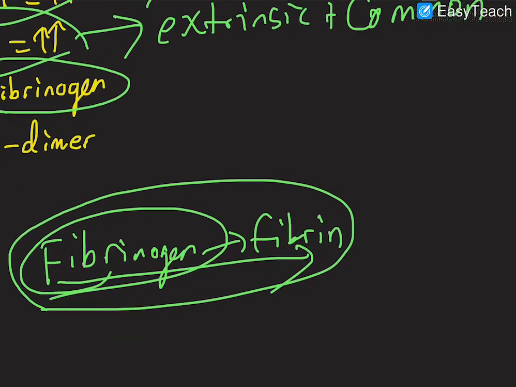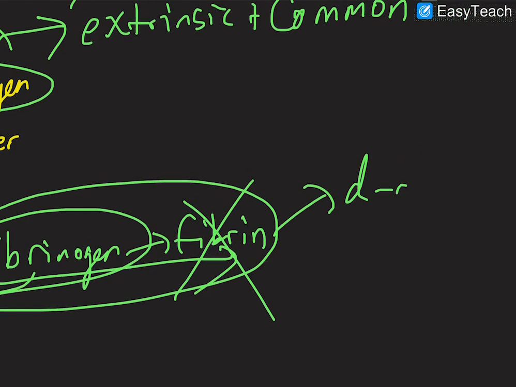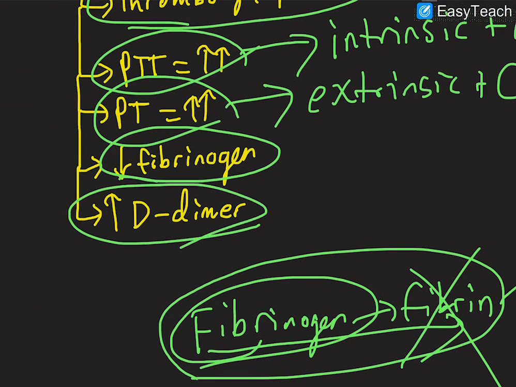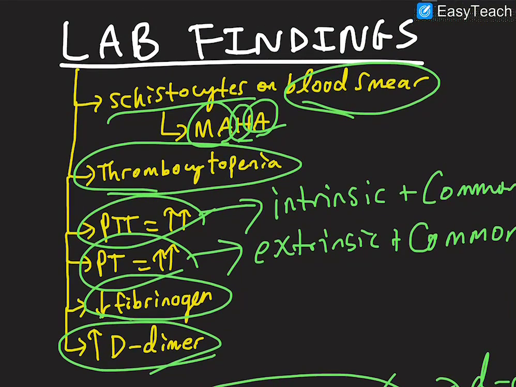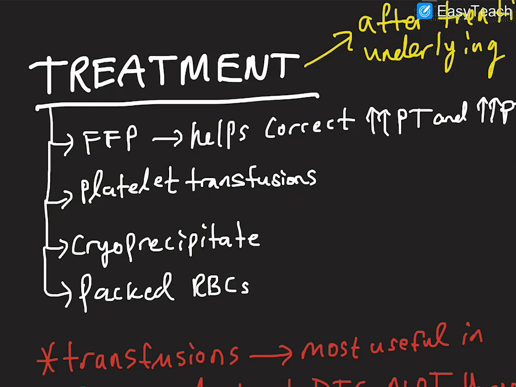Remember, you're forming a lot of fibrin clots, right? What happens if you break down fibrin clots? Well, what's the byproduct of breaking down fibrin? D-dimer. So your D-dimer will be elevated in DIC. So those are the main lab findings, and I hope these lab findings make sense. So now we can talk about the treatment, right?